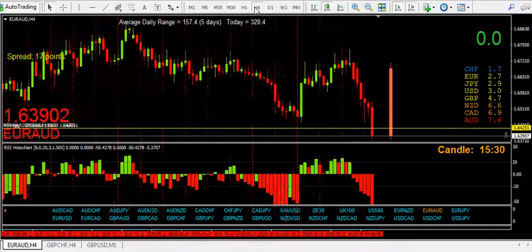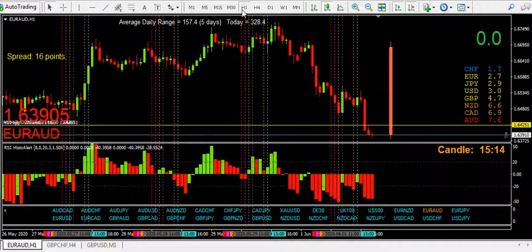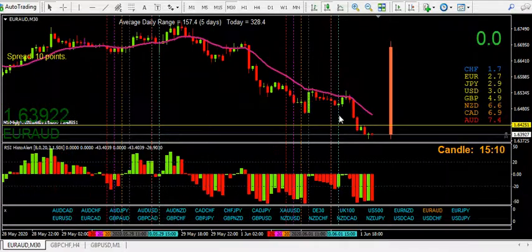H4 is not so much of a concern, because obviously that will turn green the minute it starts retracing on the new bar. But it could easily just continue on down and turn red again, so that's always a possibility. That's why you need to always check every time frame to see what you're doing.